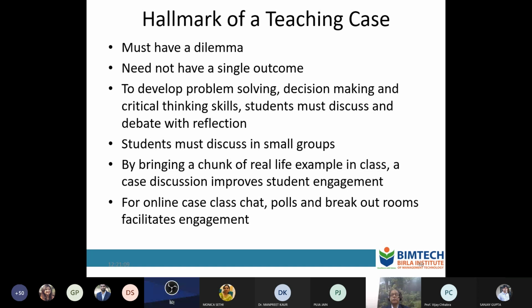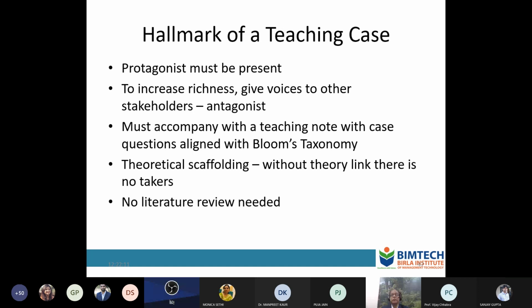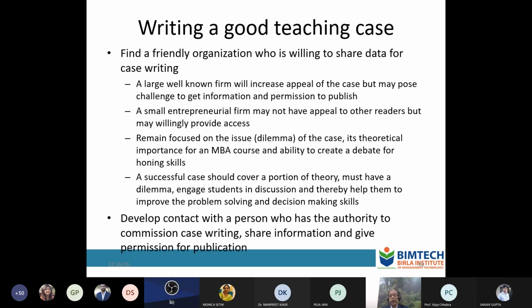A protagonist must be present to increase richness. I said that you should have an antagonist and decide how many stakeholders there are. Give them a voice. Bring them into the discussion. A case discussion that you have written must be accompanied by a teaching case. Bloom's taxonomy, don't forget. There has to be a theoretical base, because you are writing a case to cover a theory. That is our target number one. And no literature review is required. These are the hallmarks of a teaching case.